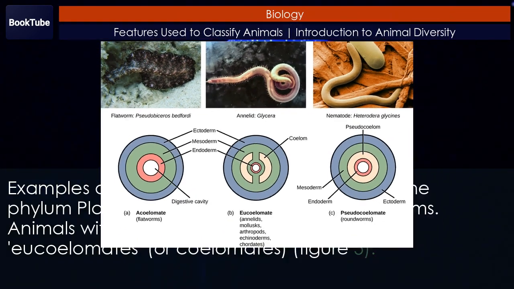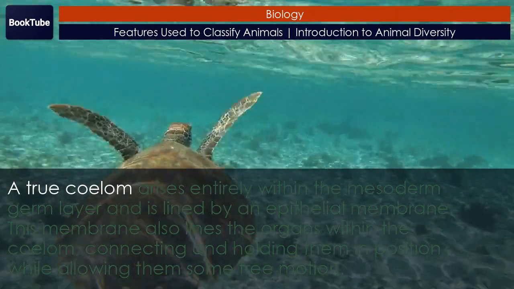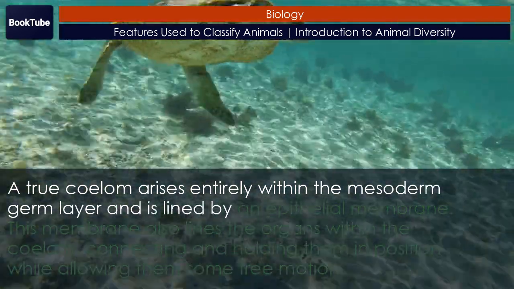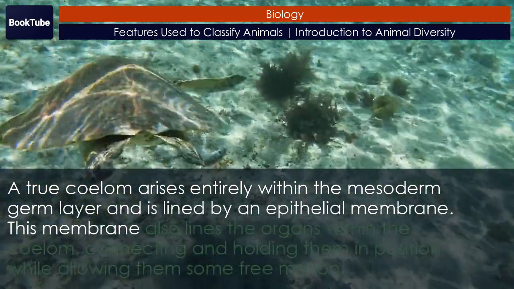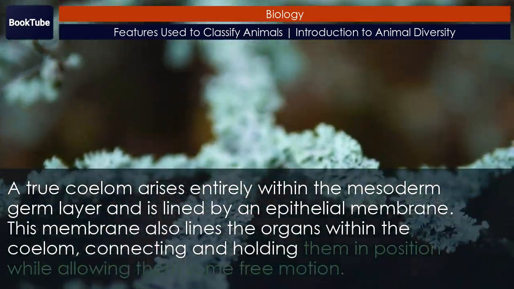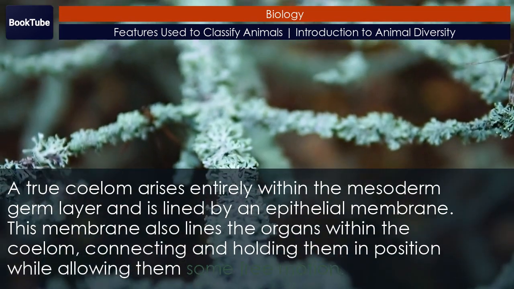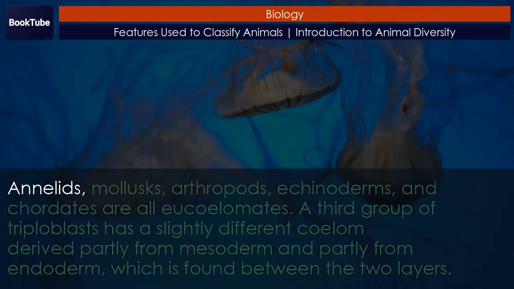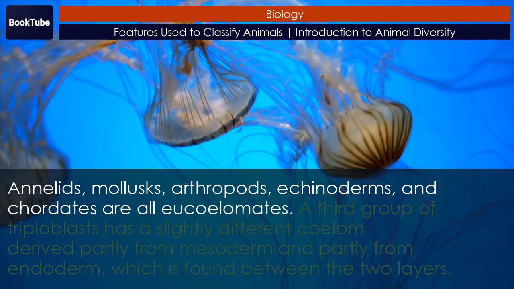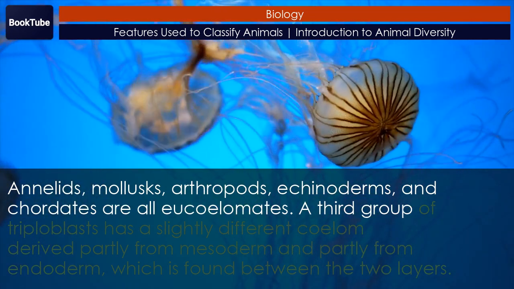Eucoelomates. Figure 5. A true coelom arises entirely within the mesoderm germ layer and is lined by an epithelial membrane. This membrane also lines the organs within the coelom, connecting and holding them in position while allowing them some free motion. Annelids, mollusks, arthropods, echinoderms, and chordates are all eucoelomates.